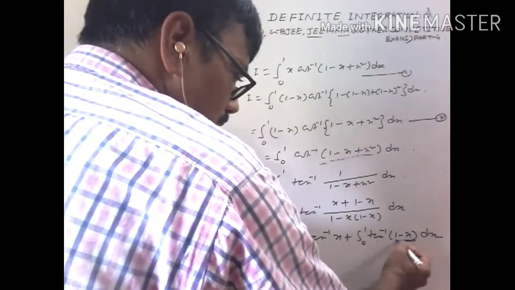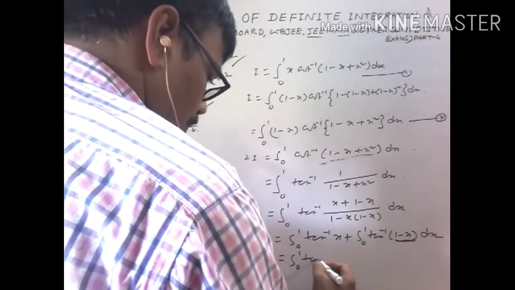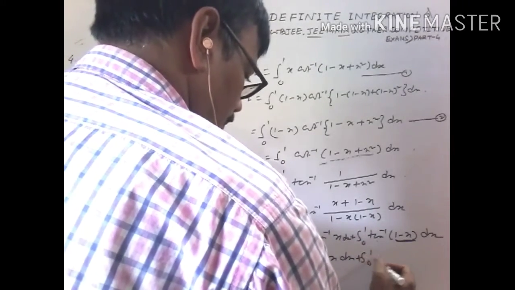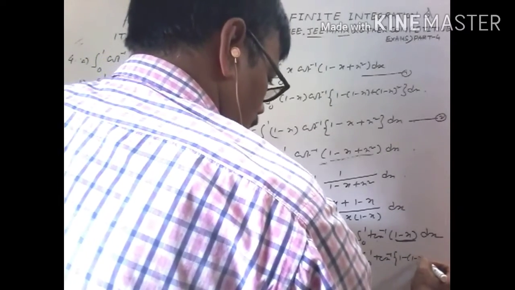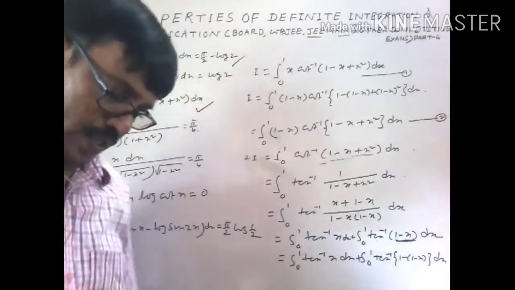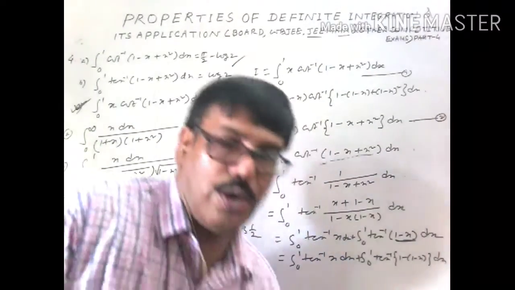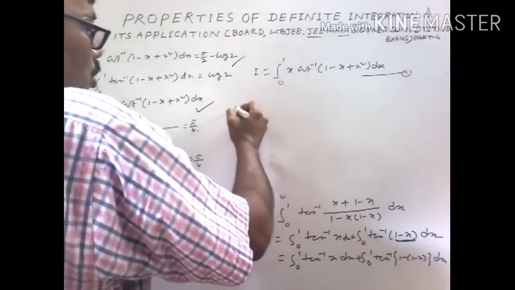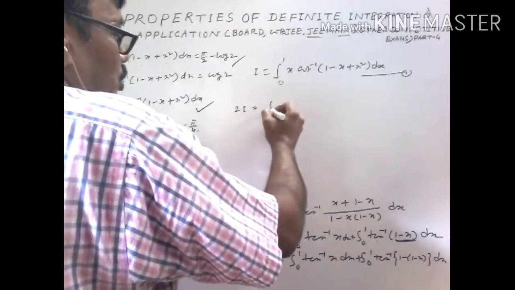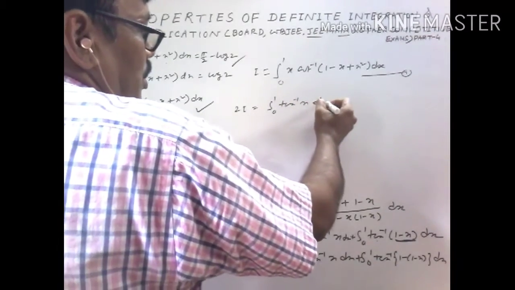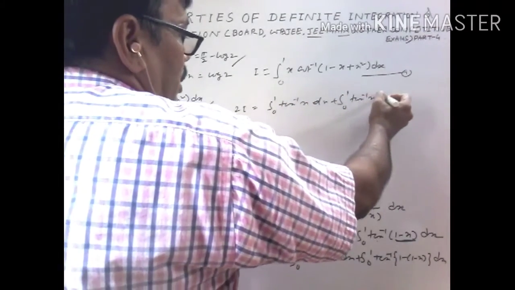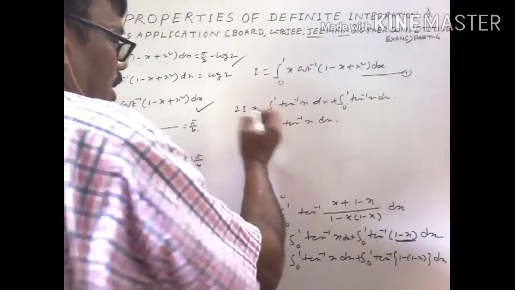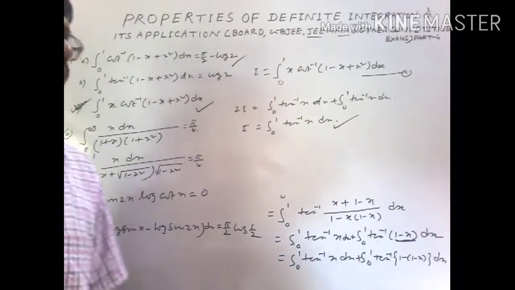Now replacing this x by 1 minus x again, what are we getting? Tan inverse x dx unchanged, plus 0 to 1 tan inverse, 1 unchanged, (1 minus x) dx. Now finally, what are we getting, look, 2I equals 0 to 1 tan inverse x dx plus second one is also tan inverse x dx. So 0 to 1 tan inverse x dx. So this is I. So integrating by parts, we get the value.